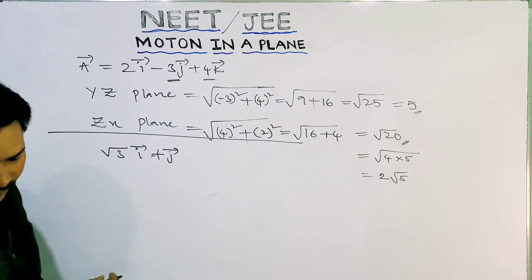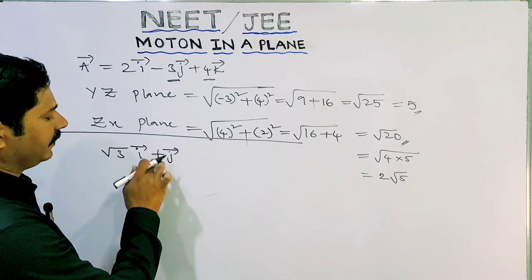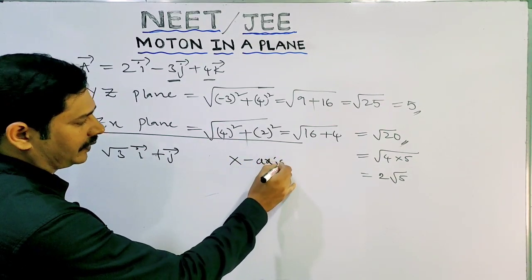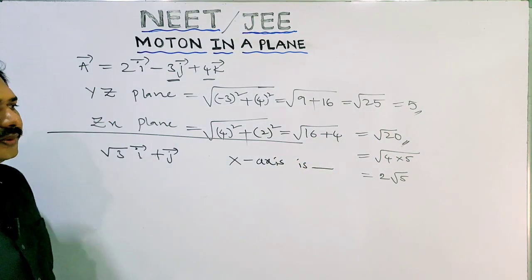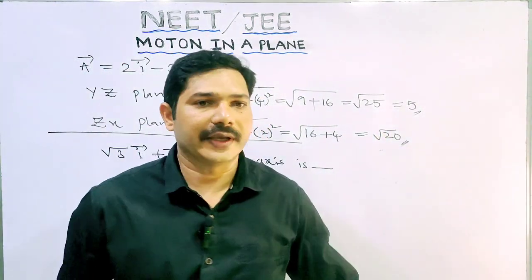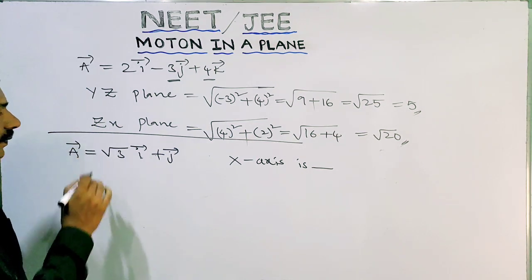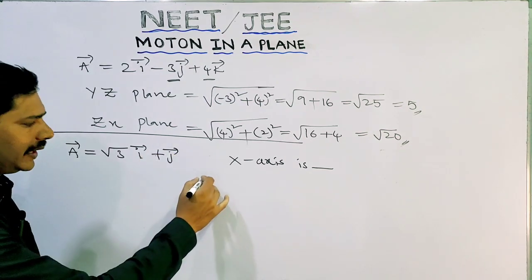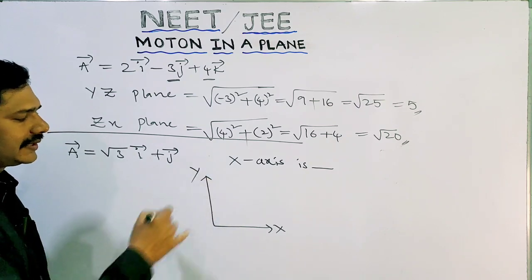Okay, the vector root 3 i bar plus j bar, with the x-axis they are asking. So we can observe, this vector I am taking like a bar vector, the vector name I am taking a bar. Okay, so here I am drawing one graph, x-axis, y-axis.